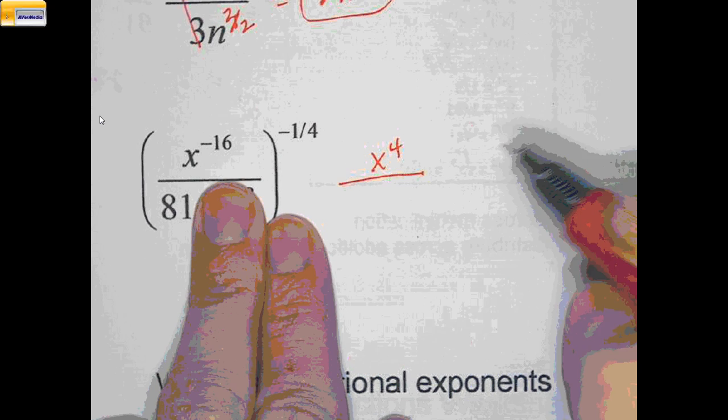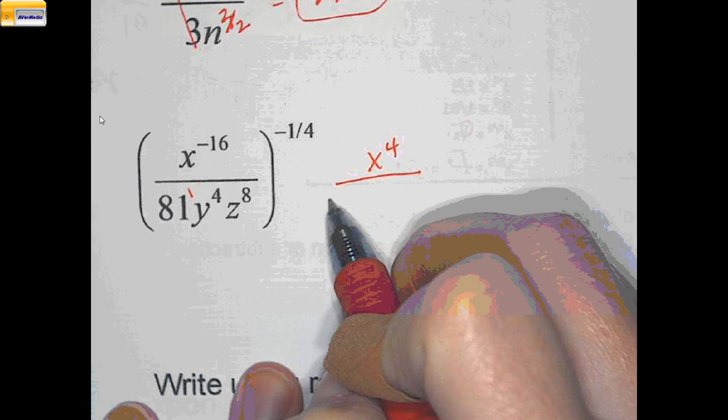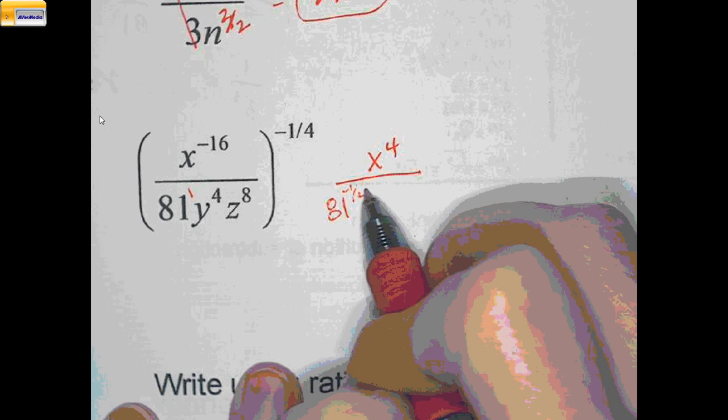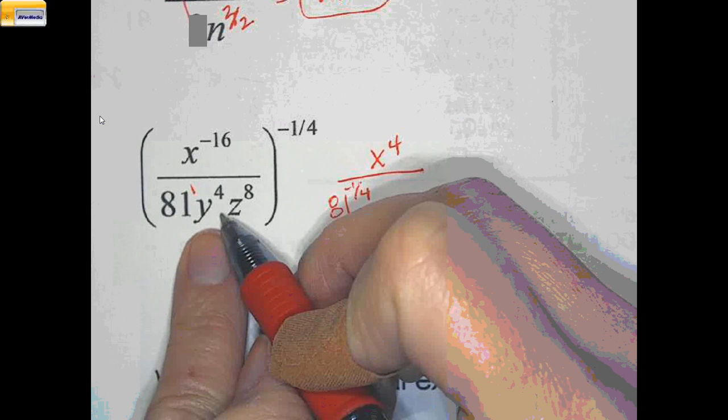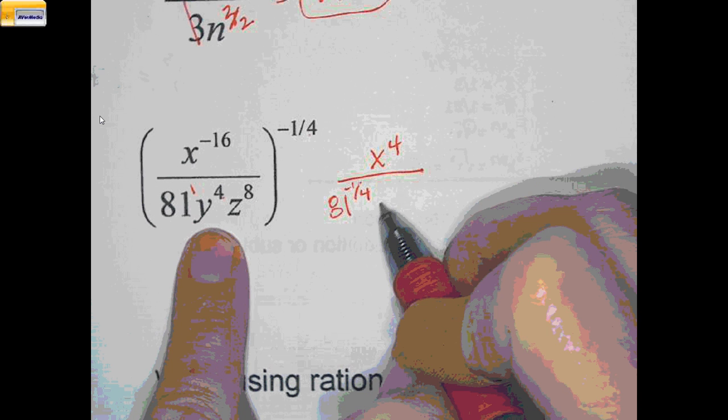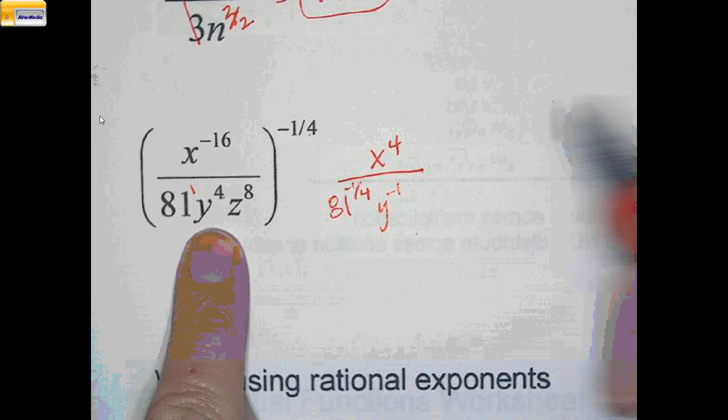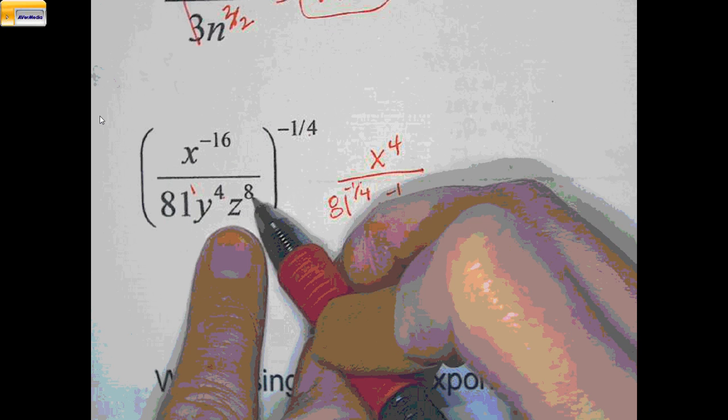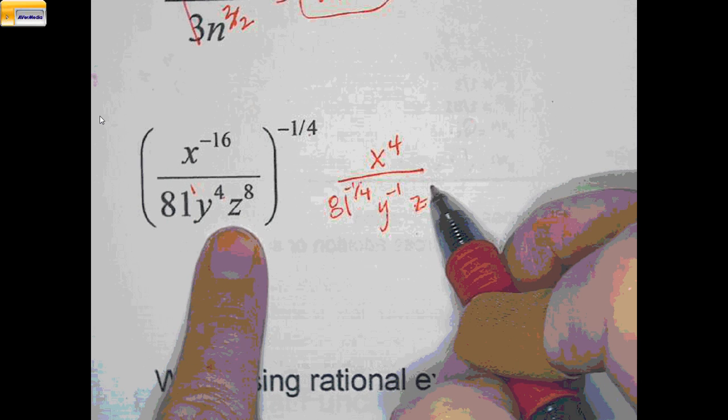Now let's look at the 81. It's on the bottom, and that's okay. 81 to the first power, so 81 to the negative 1/4. I'm just going to write that for now. I'll deal with it later. Then I have the y part. What's 4 times negative 1/4? Negative 1. And what is positive 8 times negative 1/4? Negative 2.